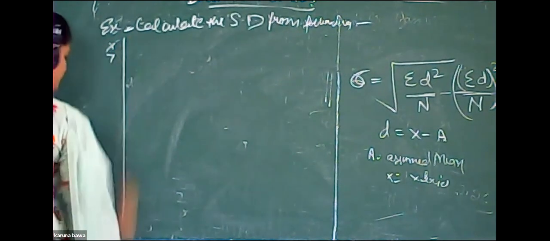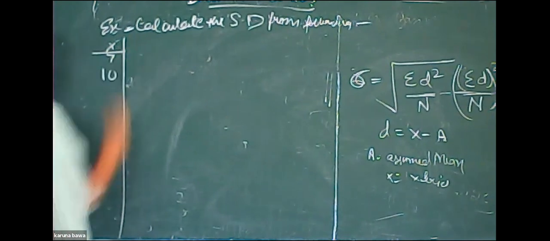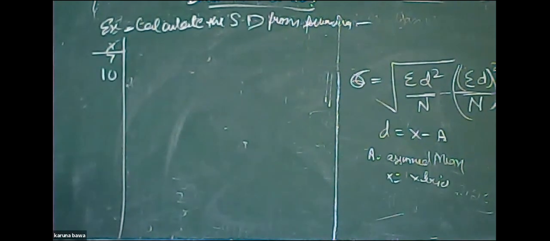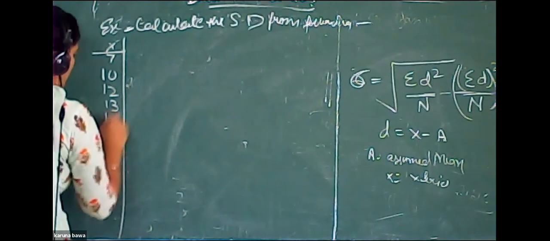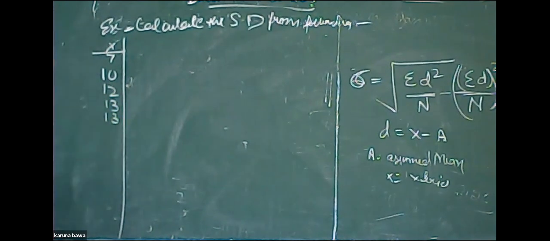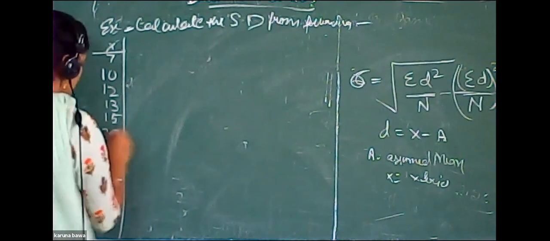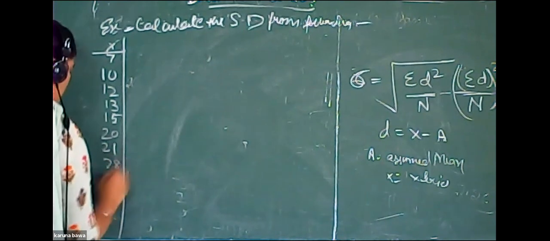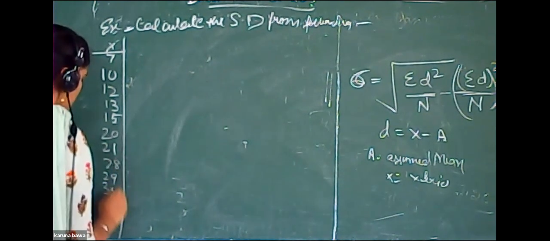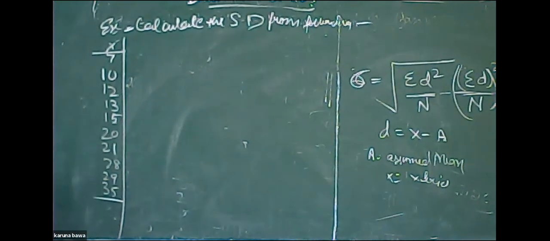7, 10, 12, 13, again 13, 15, 20, 21, 28, 29, and 35. This is the value.